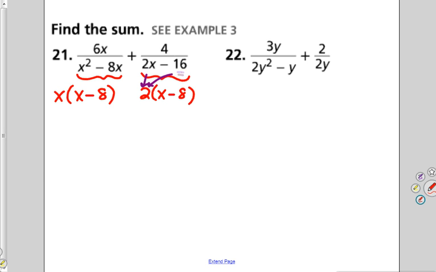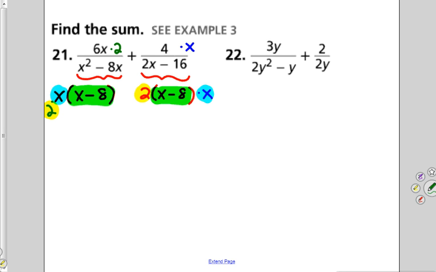So we'll use the green highlighter to show you what the denominators already have in common. We'll use the yellow and the blue to show you the parts of the denominator that they do not share. So the one on the right needs the highlighted blue, x, x. The one on the right needs the highlighted yellow. It needs the 2. So now we have 2 times x minus 8 on the left, and 2 times this x times x minus 8 on the right.